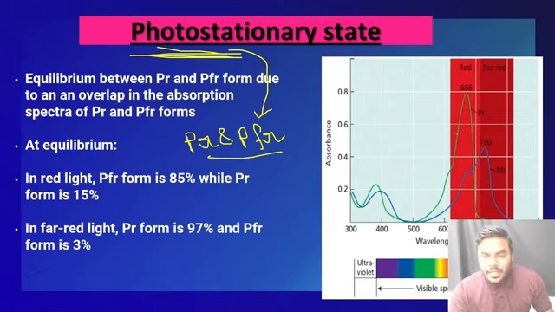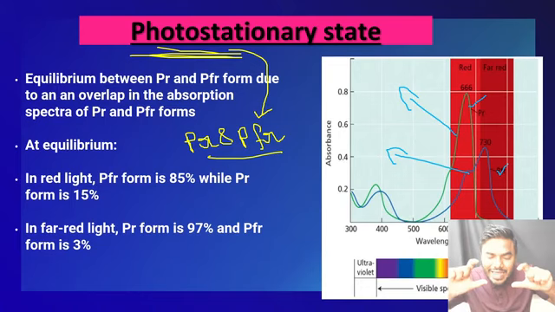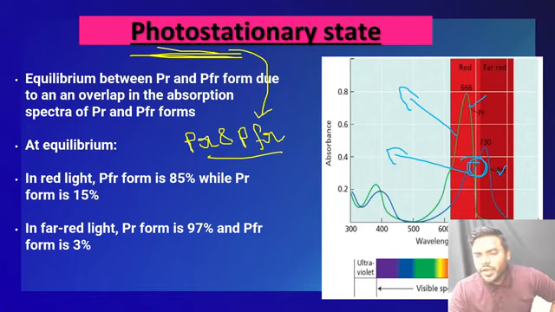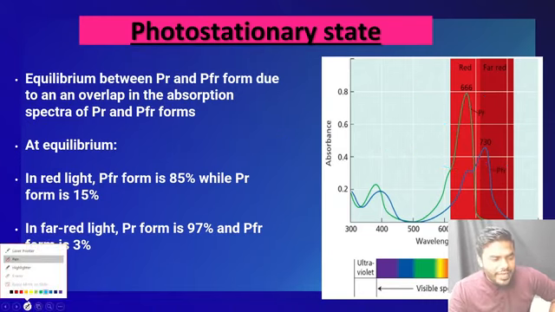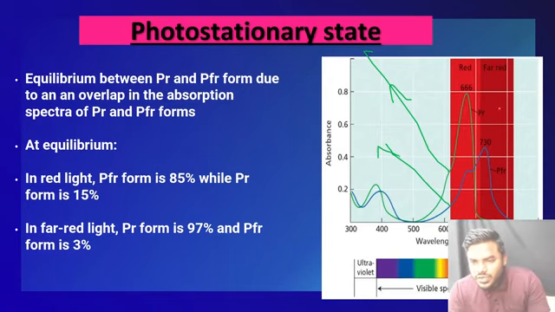It's very easy. See here, this is the PR form. This is what form, friends? PFR form. At one particular point, the PR and PFR get overlapped with each other. That point we can call the equilibrium point. What point do we call the equilibrium point? The point where the PR and the PFR start overlapping with each other. So all the students listen. This is what light? Red light. This is what light? Far red light.